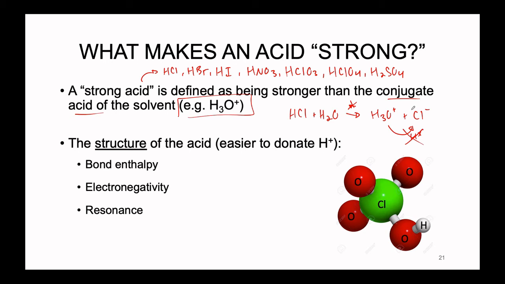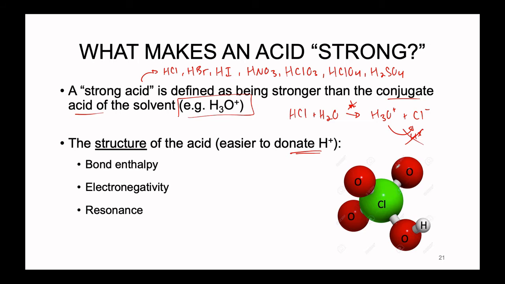So our question is, what makes this gradient? Like, what makes these 7 acids so strong versus what makes some other acids so weak? Well, it basically comes down to the structure of the acid. If we're keeping our solvent constant, which is water, so we know that that's going to be a controlled variable, the only other difference really is the structure of the acid. And the structure is going to make it either easier or harder to donate H plus to solution.